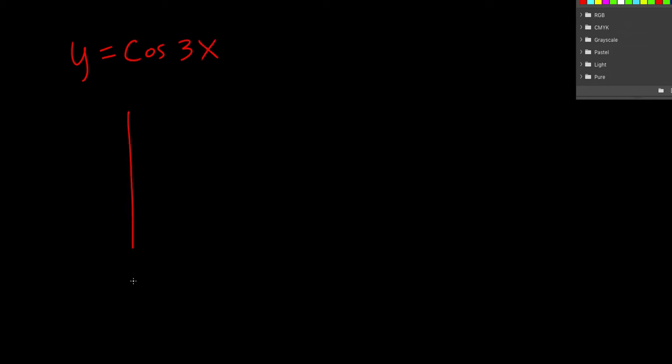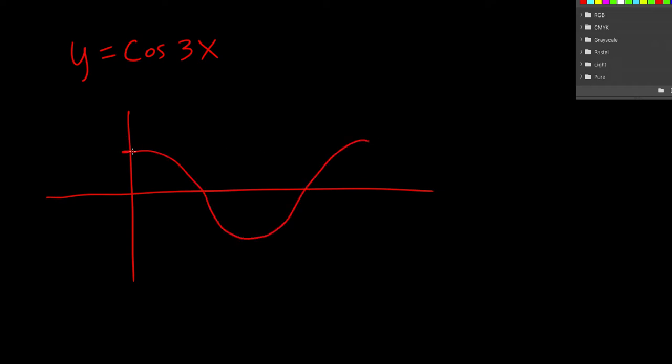And so, once again, I'm going to start by just drawing regular cosine. So it goes from 1, negative 1, this is pi, and this is 2 pi. Once again, that's all the stuff I expect you to draw. You don't have to draw stuff in between there. Now, the 3 is going to make it, we need to draw like 3 cosines within that same period.